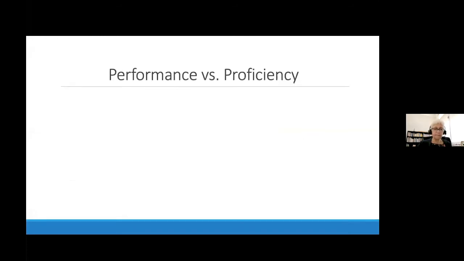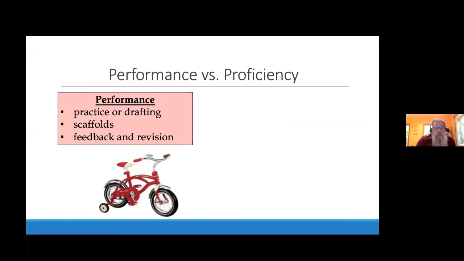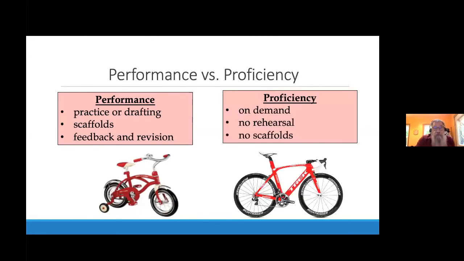Bill? So in instructional settings, it's important for us to distinguish between this notion of proficiency and what we call performance. Performance is what we do in a classroom. We have practice or drafting. We can provide scaffolds to complete the task. We can give feedback and allow for revision. It can be compared to riding a bike with training wheels. That's performance. Performance leads to proficiency.